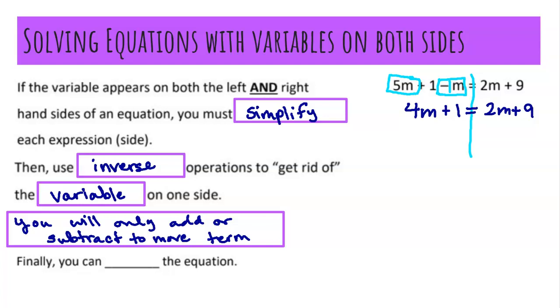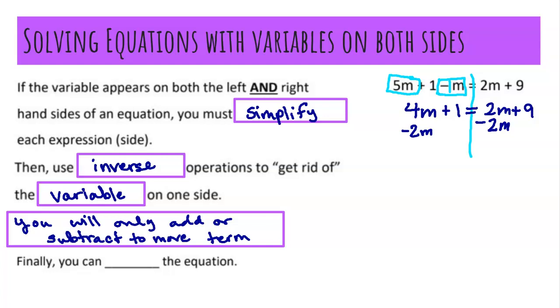I'm going to move the smaller one. So I'm going to move this 2m. So this is a positive 2m. The opposite of that is actually a negative 2m. So you will only add or subtract, so I want to move the entire thing. Okay? And then I'm going to write it underneath the like term on this side as well.